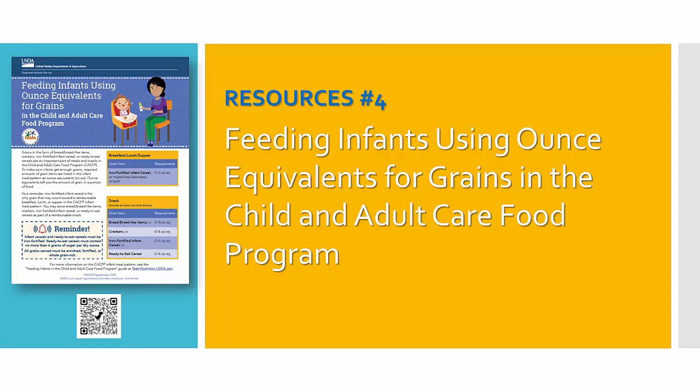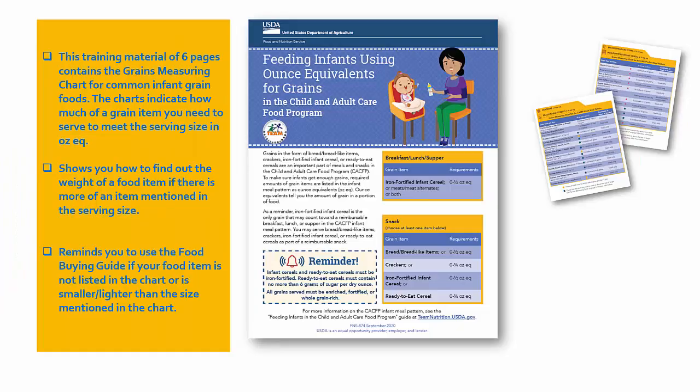Now moving forward with resource number 4: Feeding infants using ounce equivalents for grains in the Child and Adult Care Food Program. This training material of 6 pages contains the grains measuring chart for common infant grain foods. The charts indicate how much of a grain item you need to serve to meet the serving size and ounce equivalents. It shows you how to find out the weight of a food item if there is more of an item mentioned in the serving size. It also reminds you to use the food buying guide if your food item is not listed in the chart or is smaller or lighter than the size mentioned in the chart.